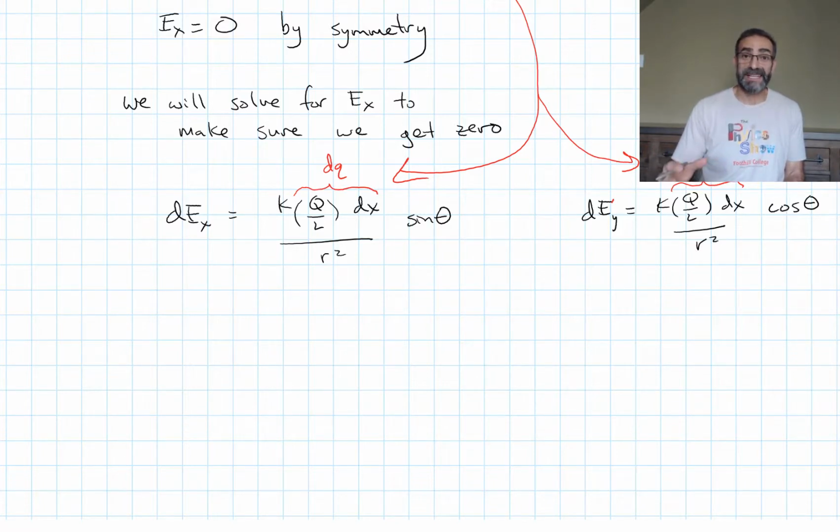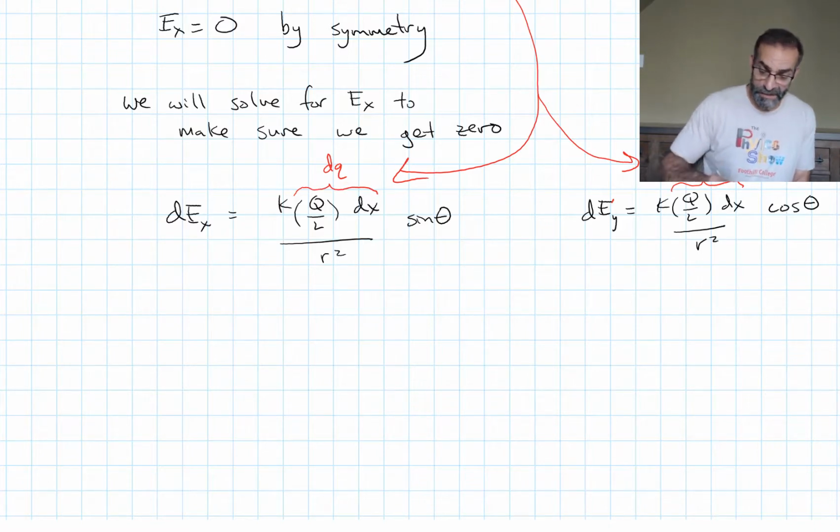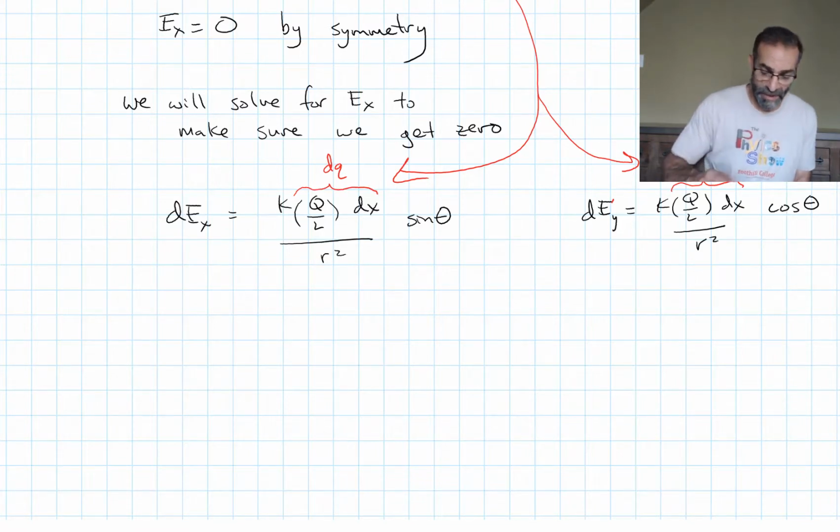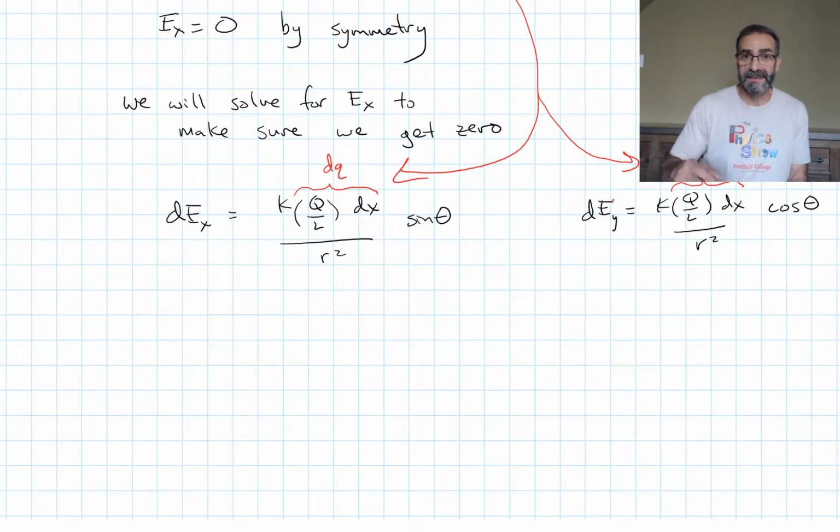That tells us what we're integrating over, right? We're integrating over x. So we've got r's and we've got thetas. And we want to convert those into x's because we know we have a dx in our equation. So we want to get r in terms of an x. We want to get theta in terms of an x.